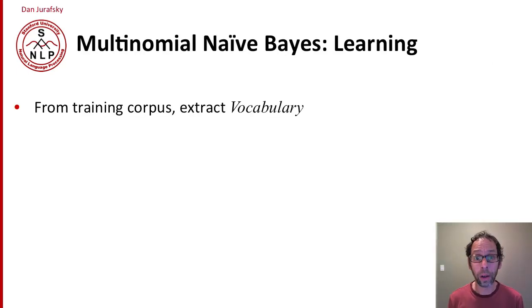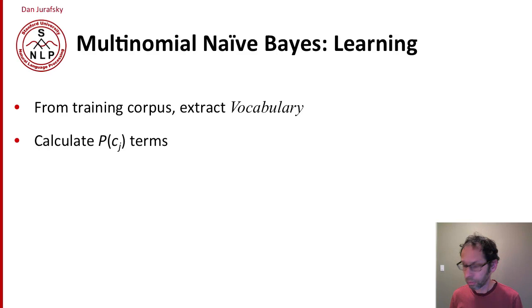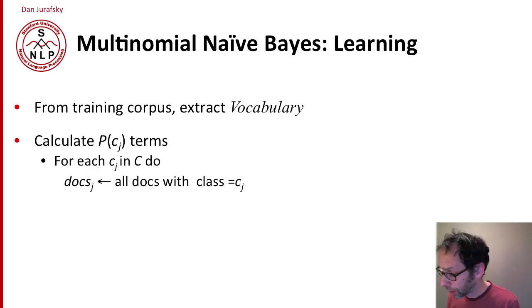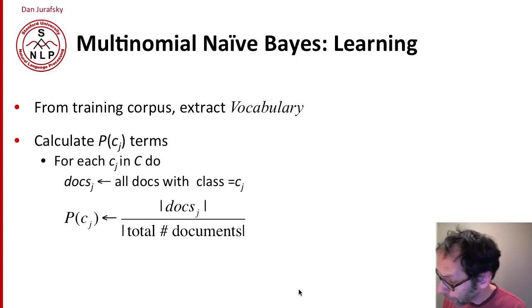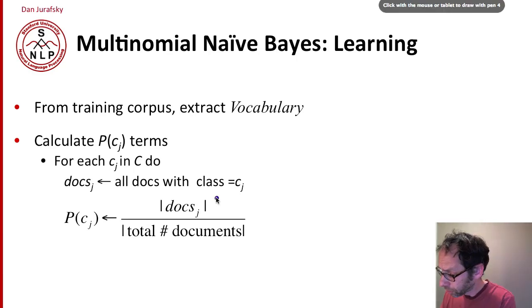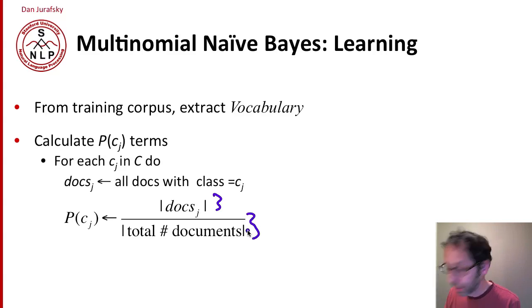So let's walk through the calculation of these parameters. First, from the training corpus, we're going to extract the vocabulary, the list of words. Next, we're going to calculate the priors for each class c_j. So for each class, we're going to get the set of all documents that have that class. We'll call that set doc sub j. And the number of documents in that set divided by the total number of documents will give us our prior probability of that particular class.